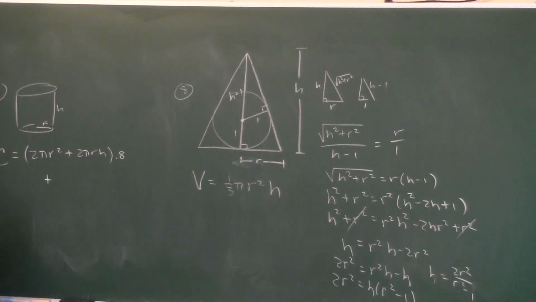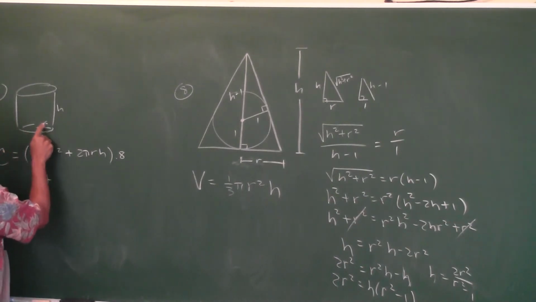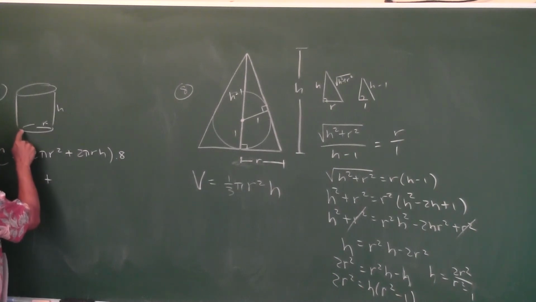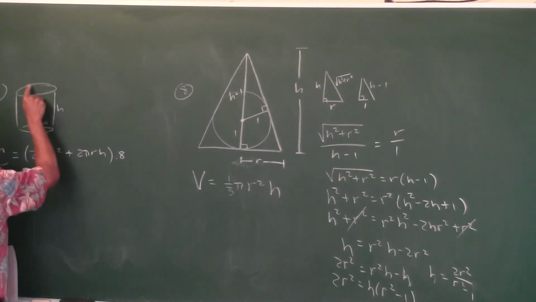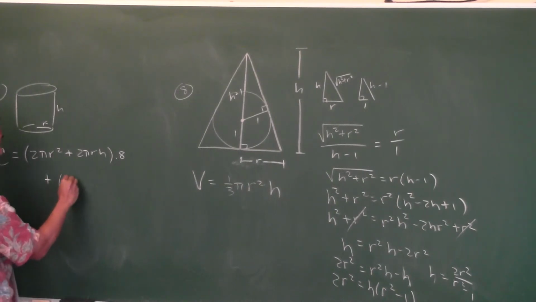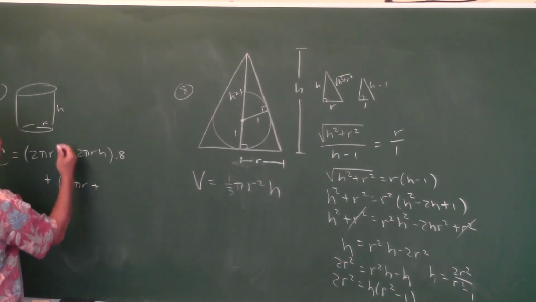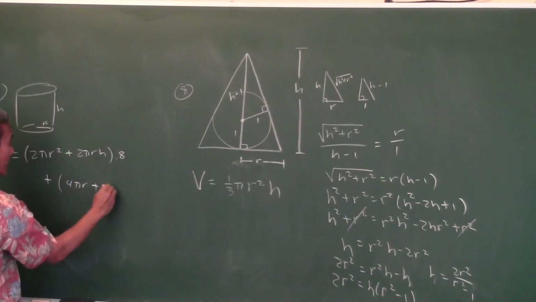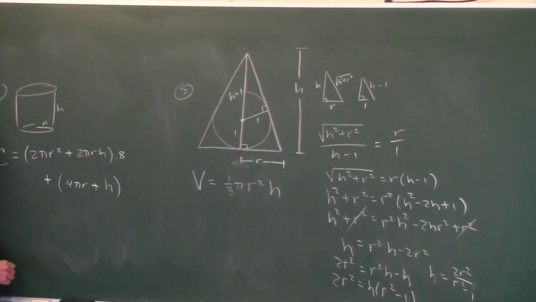Okay, so what was the distance of the seal? What is this? That's one circumference. 2 pi r then. You got another one. So what is 2 pi r plus 2 pi r? 4 pi r plus h. That's how much solder you use. And how much does solder cost? 20 cents per foot. There you go. That's your cost function.